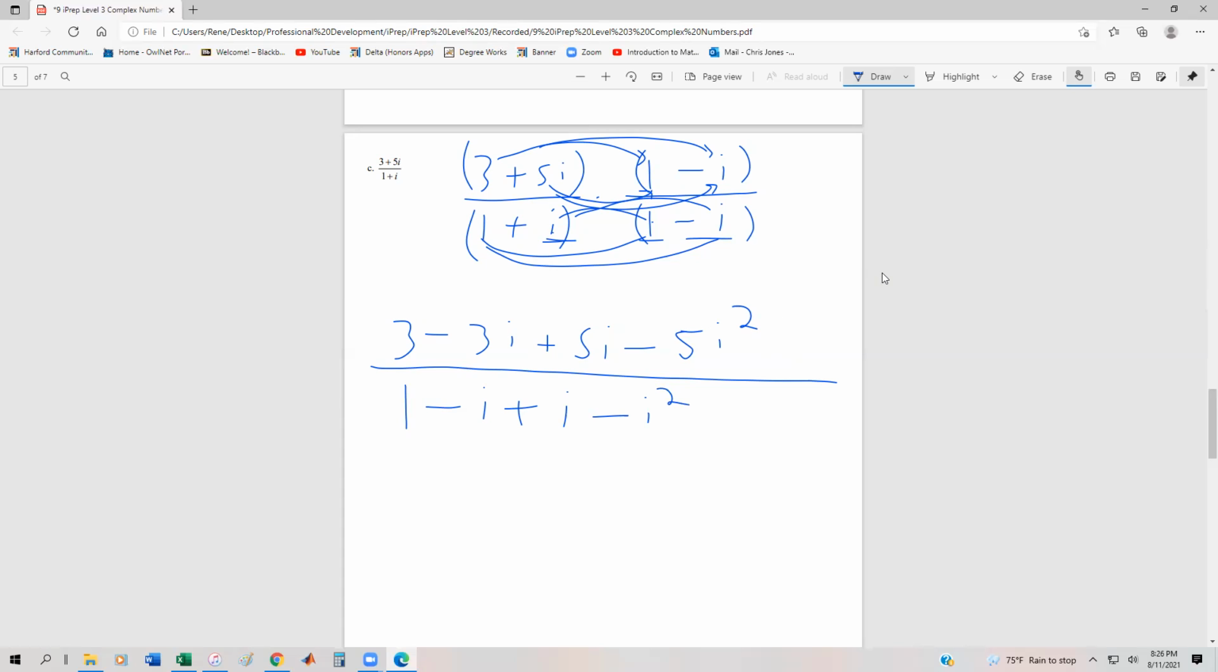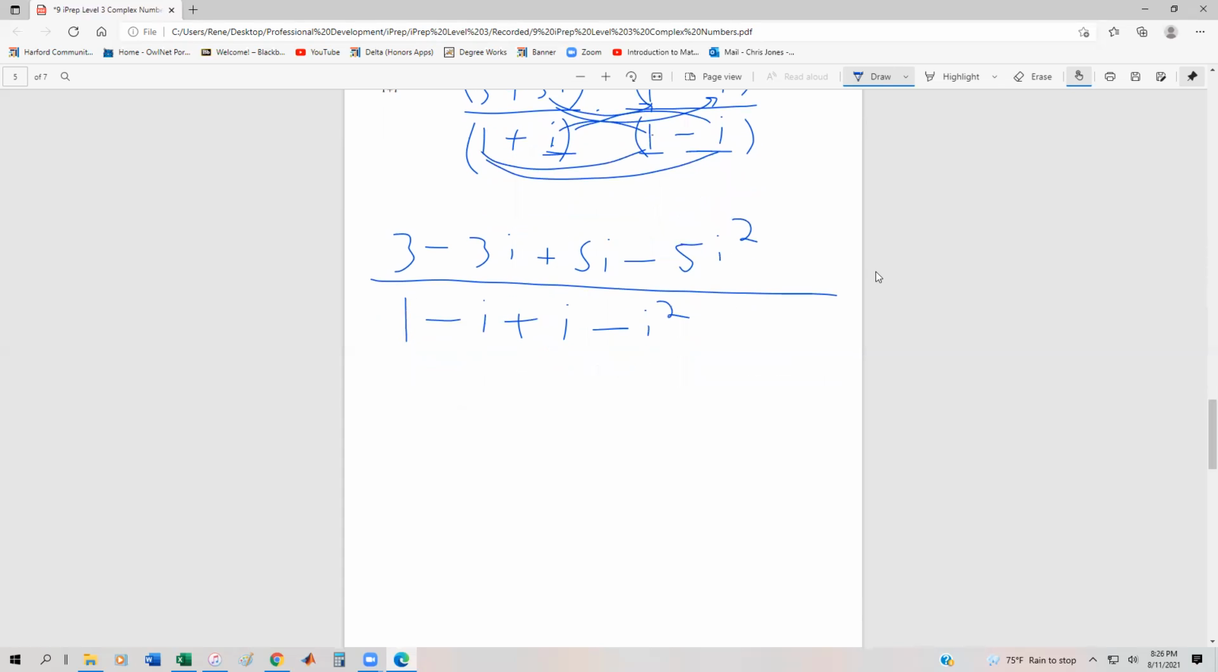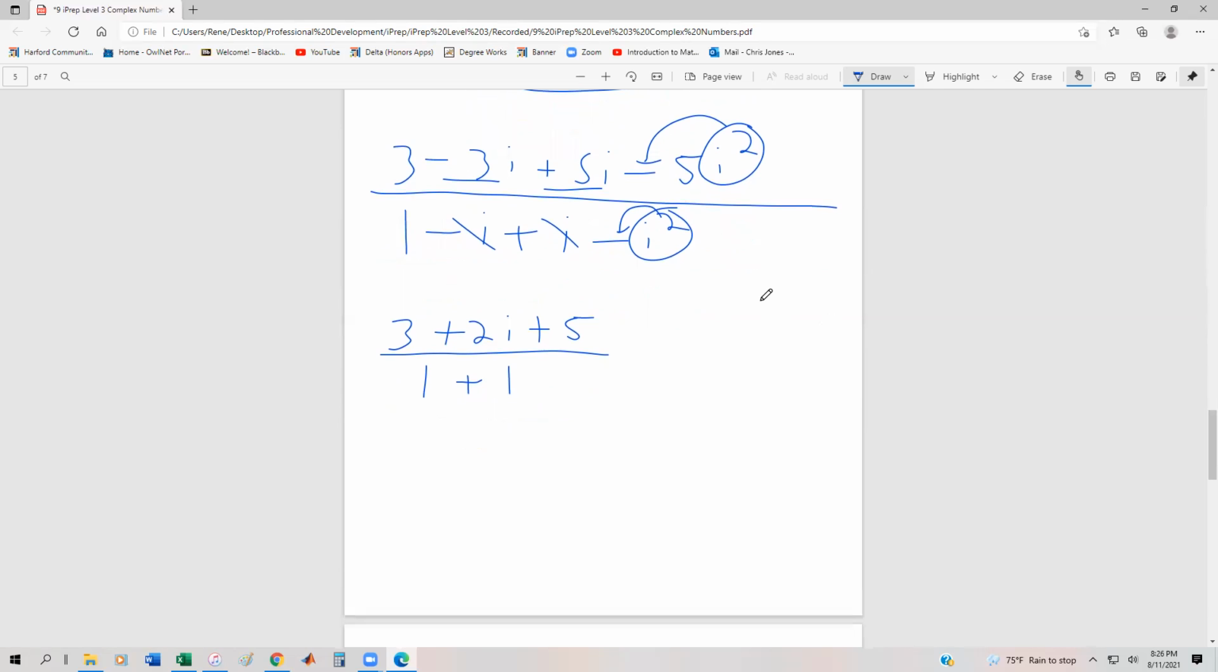All right, now we do have some simplification to do. In the numerator, we have a -3i and a positive 5i. So we can rewrite the numerator as 3 plus 2i. And then remember, i squared just changes the sign in front, and that's going to become a plus 5. In our denominator, the i's cancel out, and we have an i squared, which is 1 times -1, so we get 1 plus 1. Right? We could simplify further into 8 plus 2i over 2.